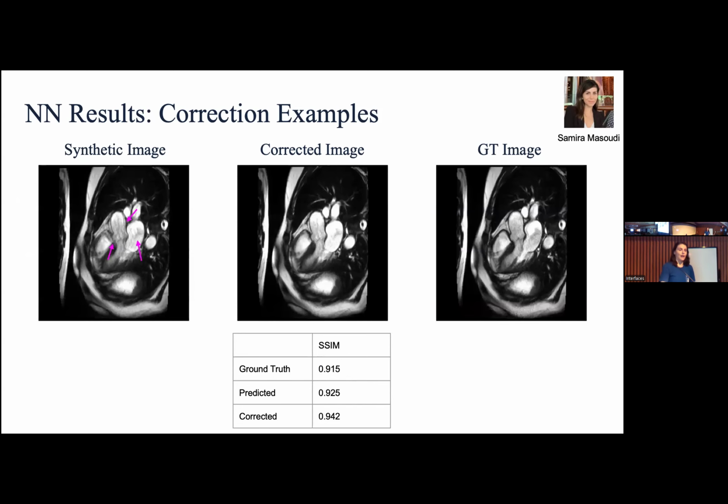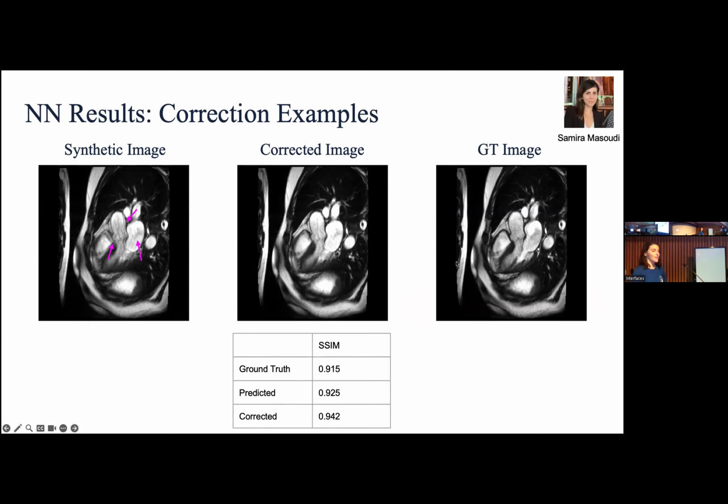Here's another example, which I thought was nice. Where the arrows are pointing are some of the areas of the artifact in the synthetic image. You can see that it's pretty much gone in the corrected image, which is kind of what we like to see. So I like this one a lot. And it looks a lot more like the ground truth image. You can see that again by the SSIM score. The ground truth is the original difference between the synthetic and the ground truth image. The predicted is what the neural network said it was. Just looking at this one, can it tell me how bad it thinks it is? And it got pretty close. And then the last one is the corrected. It got a lot closer to 1, which means that it's doing its job and making it look a lot more like the ground truth image.